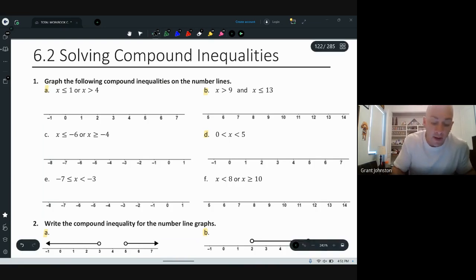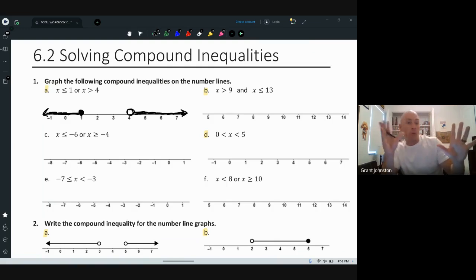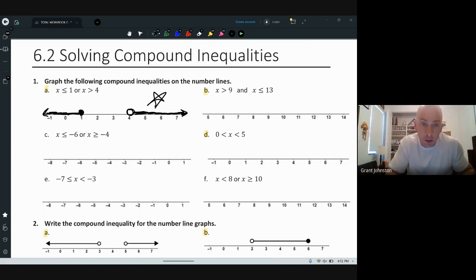When we have x is less than or equal to 1, we get a closed circle at 1, and everything less than that would be this way. Or x is greater than 4, so we would put an open circle at 4. Everything greater than 4 would be this way. So that's how it would look. Either x is less than or equal to 1 or greater than 4. Anything over here is a solution, and anything over here is a solution, because it could be either or.